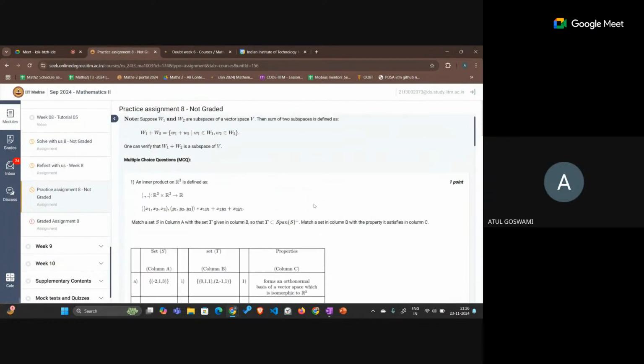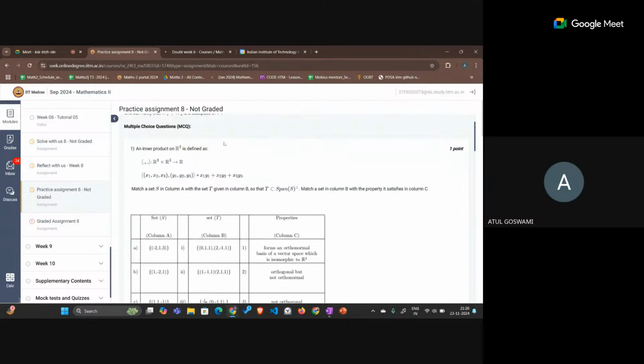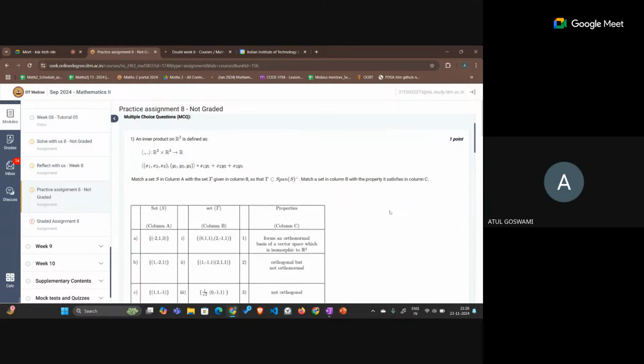All of you solve question number 1, where an inner product is given, and match a set S in column A with a set T given in column B, so that T is a subset of the span of S perp, and match the set in column B with the property it satisfies in column C. The inner product is defined as the standard dot product.